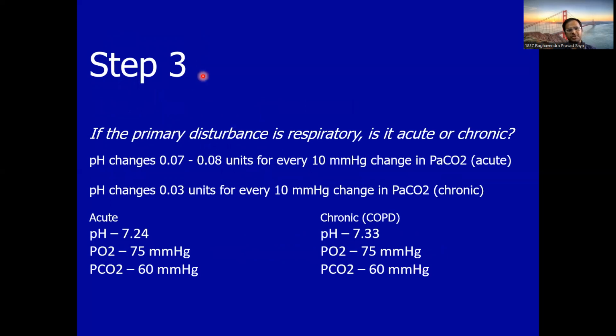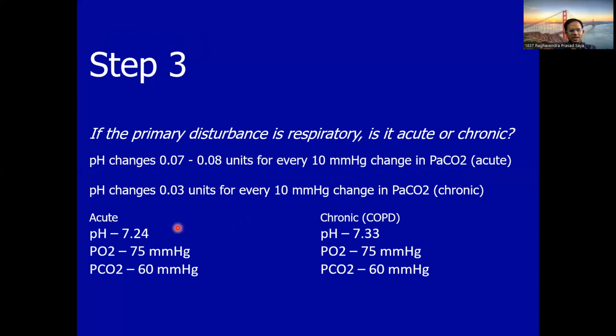Now step 3: if the primary disturbance is respiratory, we should determine whether it is acute or chronic. Usually an acute respiratory disturbance means less than 24 hours, and a chronic respiratory disturbance means more than 24 to 48 hours. In an acute respiratory disturbance, the pH changes by 0.07 to 0.08 units for every 10 millimeters of mercury change in PCO2.